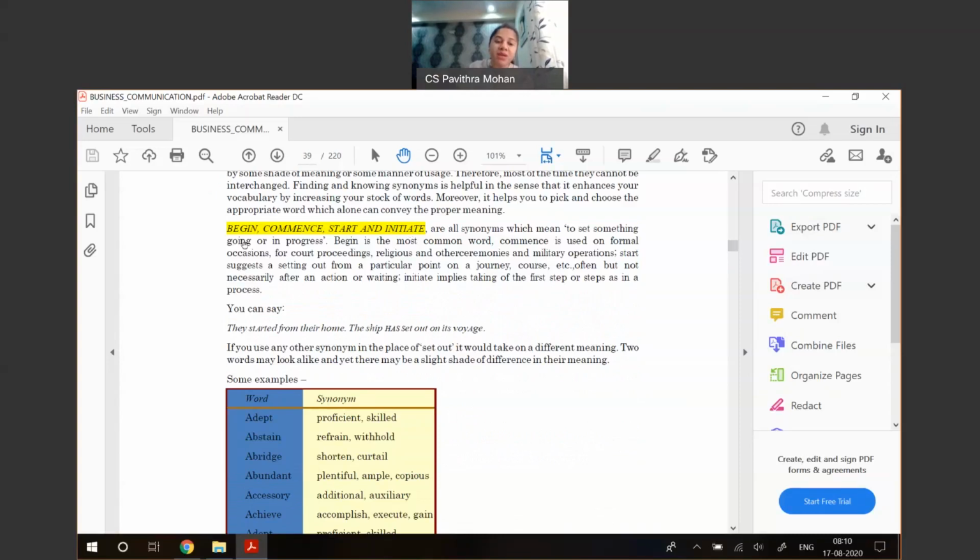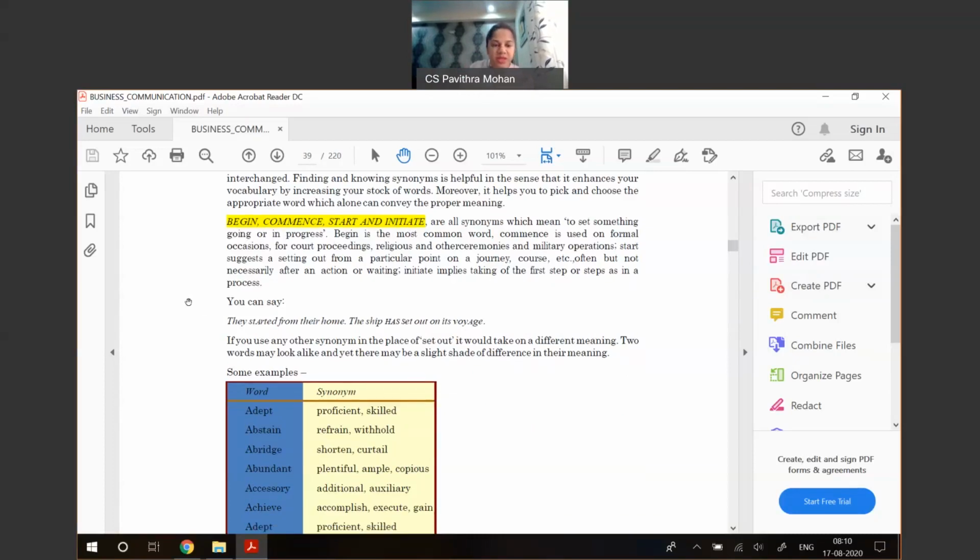They all say that something is going to start, but the meaning of start will not be applicable in all contexts. In certain contexts I have to use words like initiate, commence, begin, like this. So these will be the words.